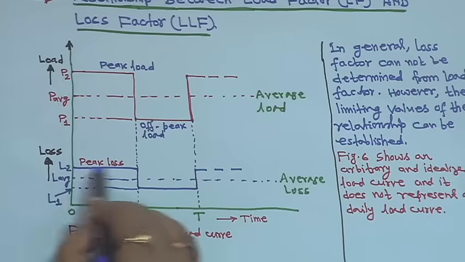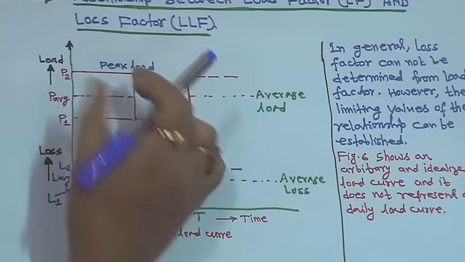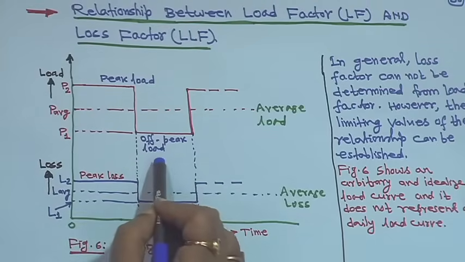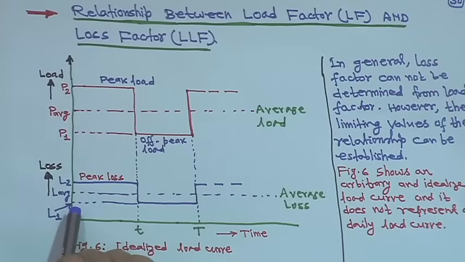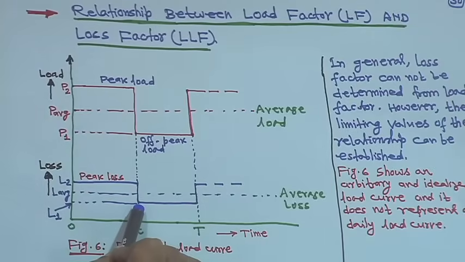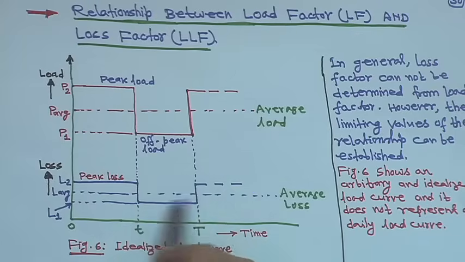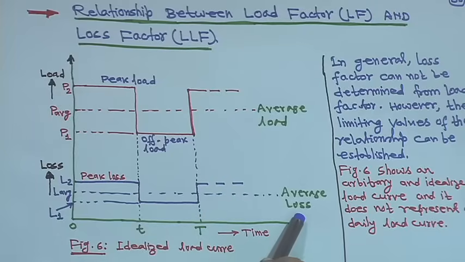This peak loss will exist from 0 to small t only, because peak load is from 0 to small t. And then for off peak load P1, the loss is L1. This is that off peak loss L1, and this duration is from small t to capital T, that means T minus t. And this blue dashed line is the average loss.